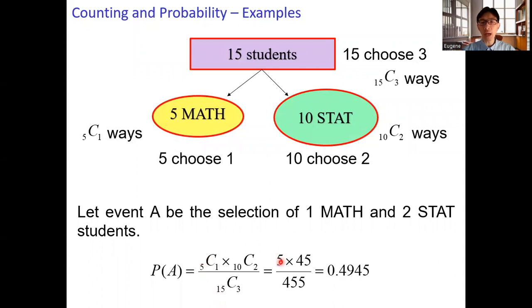5C1 is equal to 5, 10C2 equals 45, and 15C3 equals 455. Upon calculation, we get 0.4945. This is the probability of selecting exactly 1 math and 2 stat students out of the 15 students in the class.